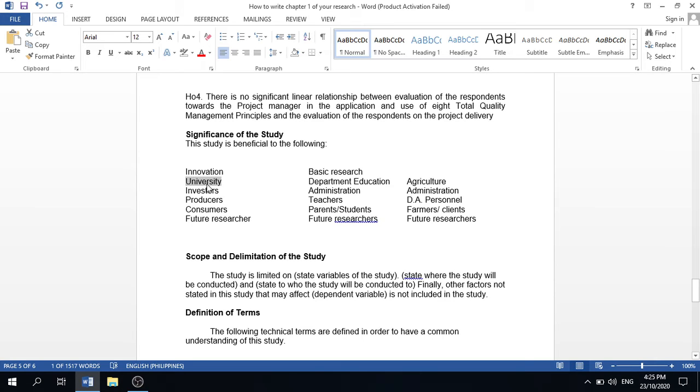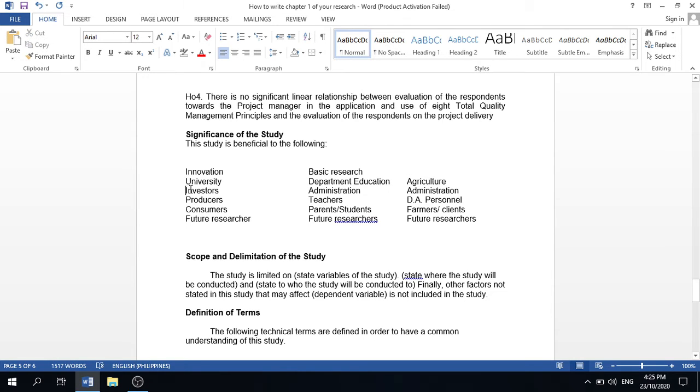Probably a lot of things, like a Nobel Prize or whatever. It esteems the university and upholds its mission and vision, especially since the university was founded as a science and technology school, state college or state university. Your research reinforces the satisfaction of their mission and vision. For basic research, we have the Department of Education, Department of Agriculture, Bureau of Customs, everywhere. How would they benefit from your research?